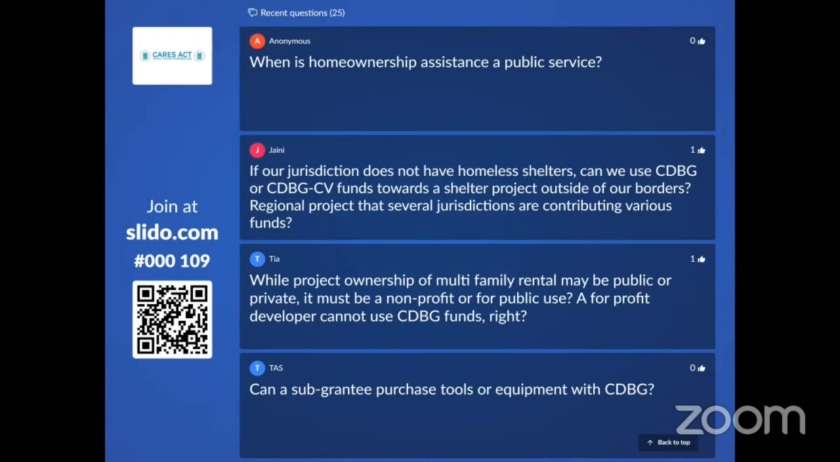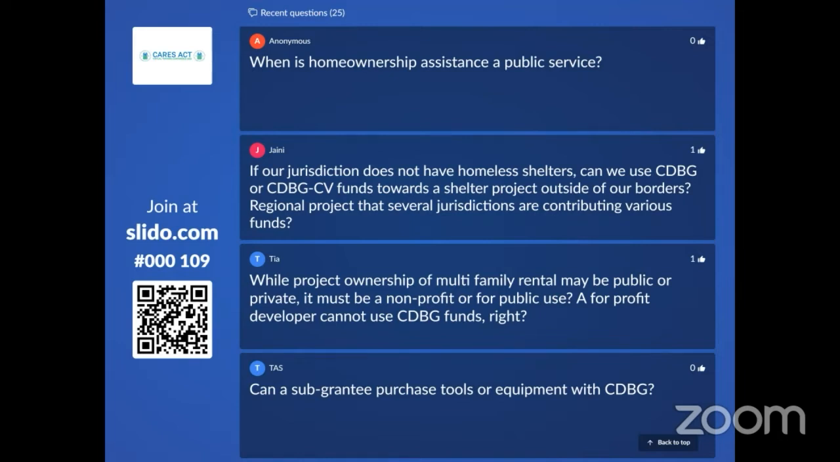When is home ownership assistance a public service? Only down payment assistance is allowed as a public service. And it doesn't have to be 50%. It can be any amount for the down payment assistance. The Part 200 requirements just require that the amount being provided be reasonable.